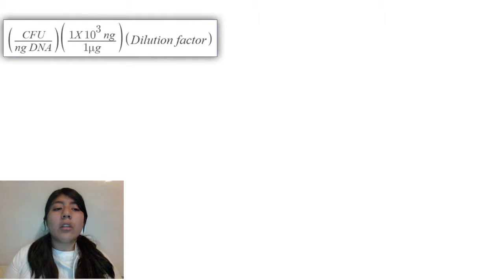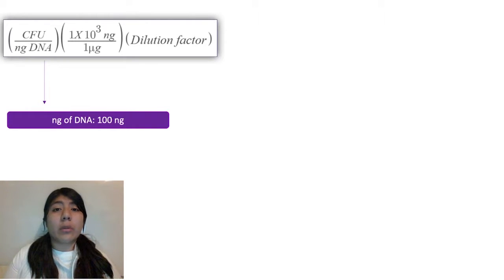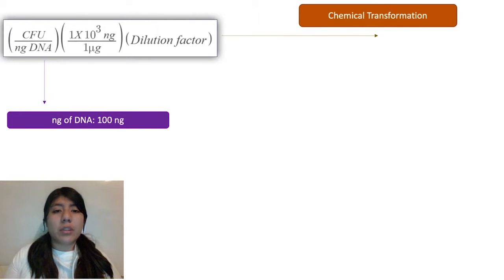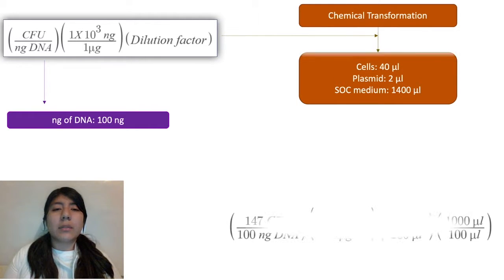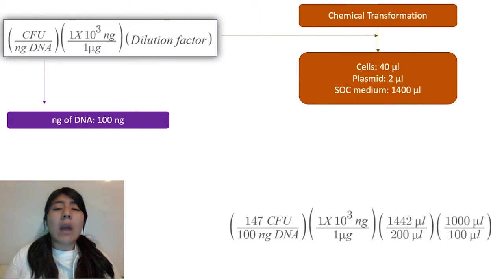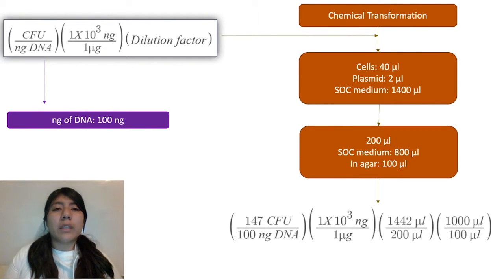For the calculation of transformation efficiency, the following formula is used: colony-forming units over nanograms of DNA times conversion factor times dilution factor. In the practice, a total of 100 nanograms of DNA was used. In chemical transformation, 40 microliters of cells plus 2 microliters of plasmid and 1,400 microliters of soft medium were added. Then 200 microliters of this cellular medium were taken. This constitutes our first dilution factor.